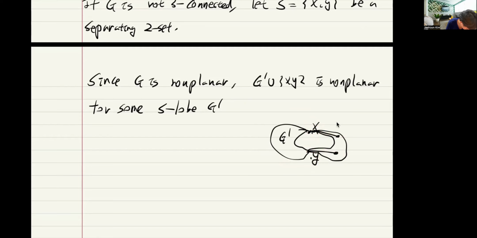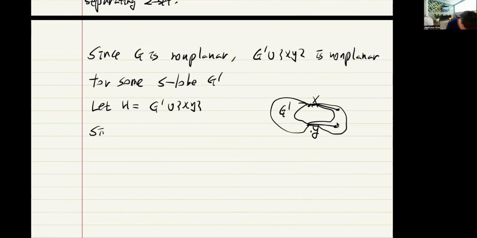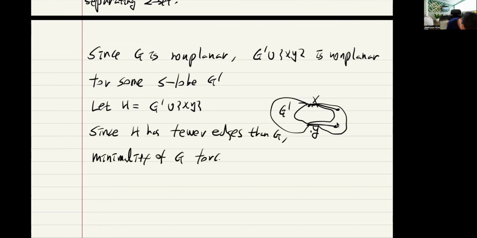So if we take this G' union with xy as H, then this H has fewer edges than G, and this also lacks a K5 subdivision or K3,3 subdivision. Minimality of G forces H to have a Kuratowski subgraph.